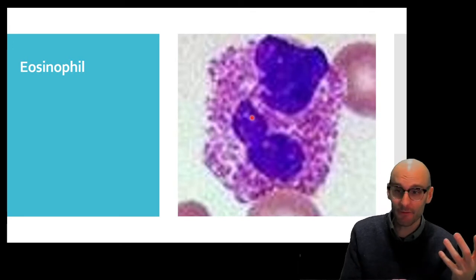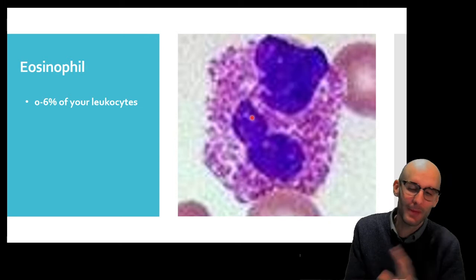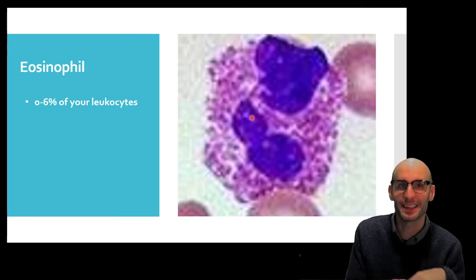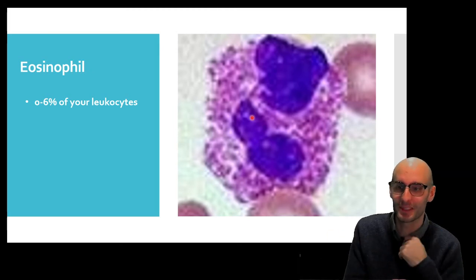The eosinophil, honestly, is a lot like a neutrophil. It is a much lower percentage of your leukocytes, somewhere between 0 and 6%. This does depend on what infections you've got going on in the body, which changes those percentages.